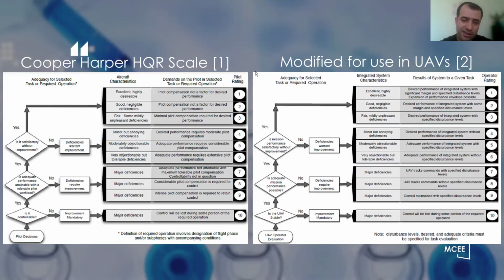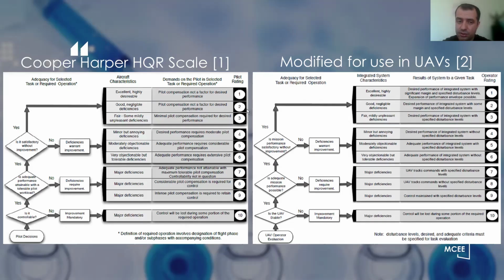This leads to a pilot rating ranging from 1 to 10. A rating of 1, 2, or 3 equals level 1 handling quality. Similarly, 4, 5, or 6 equates to level 2 handling quality, and a rating of 7, 8, or 9 equates to level 3 handling quality.